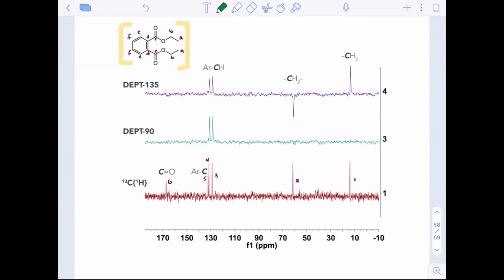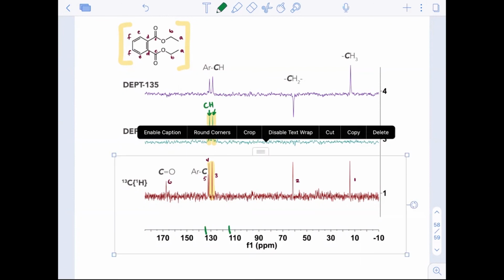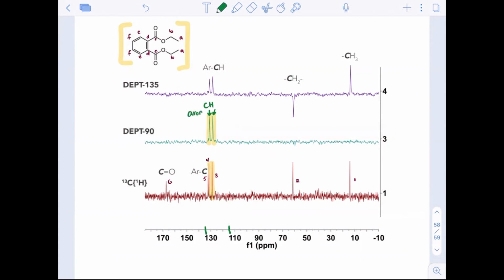Remember, DEPT 90 only shows CH groups. This signal and this signal still appear. I'm going to highlight them. This one and this one, these two. The signal 3 and 4 still appear. So these must be CHs. They also appear in the range around 120, 130. So they must be aromatic CHs, right? Those sp2 carbons with 1 hydrogen, all right?